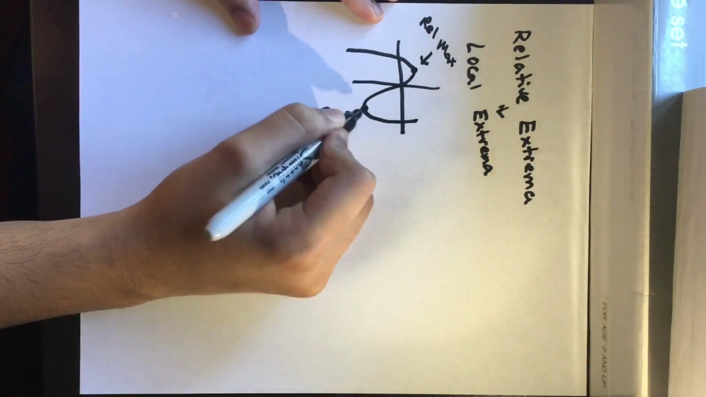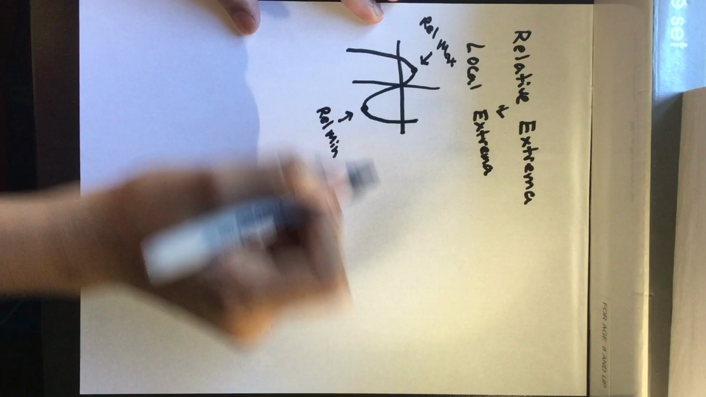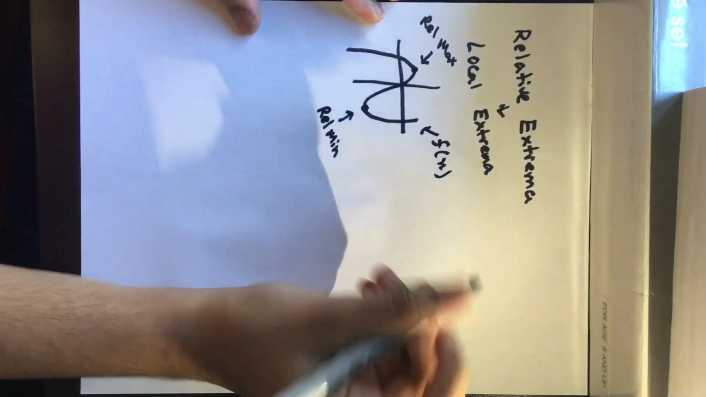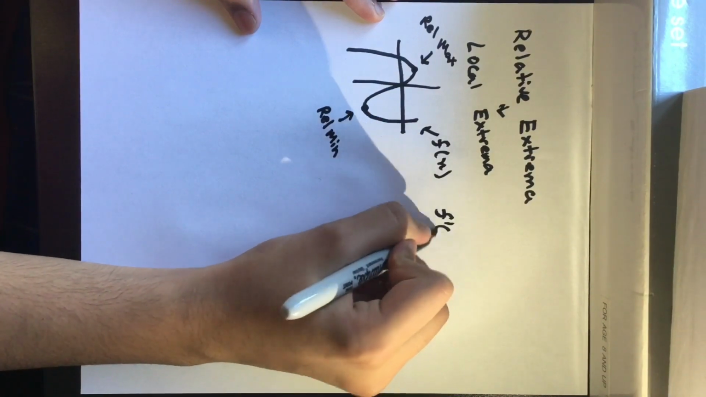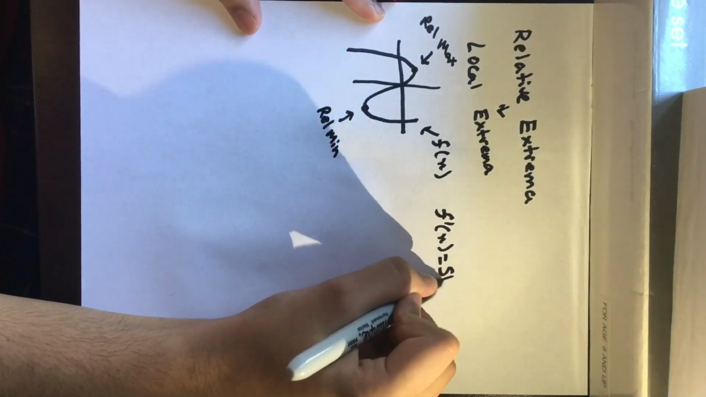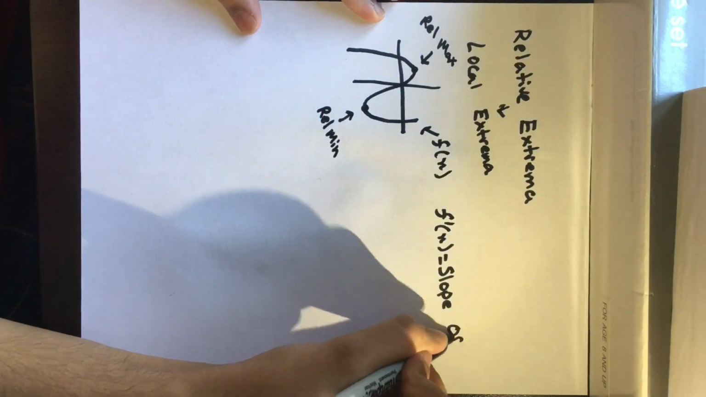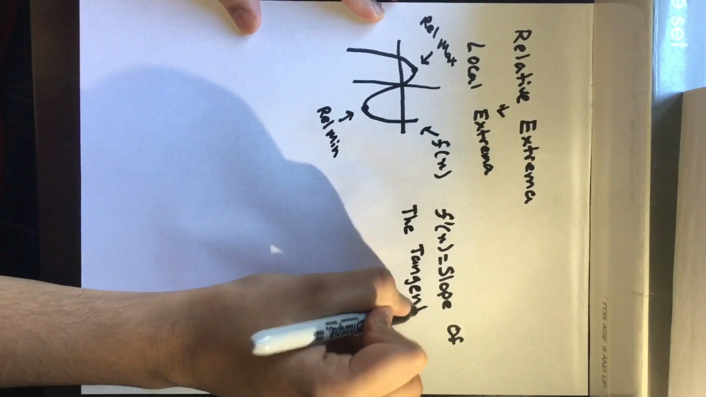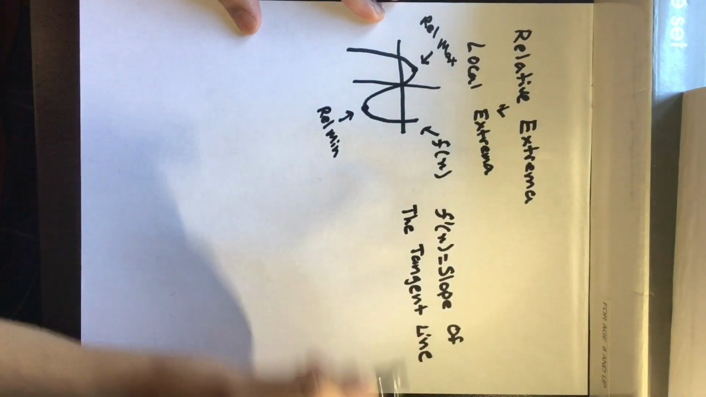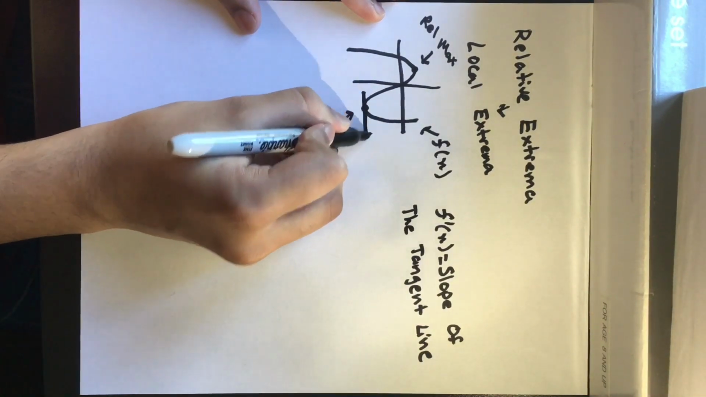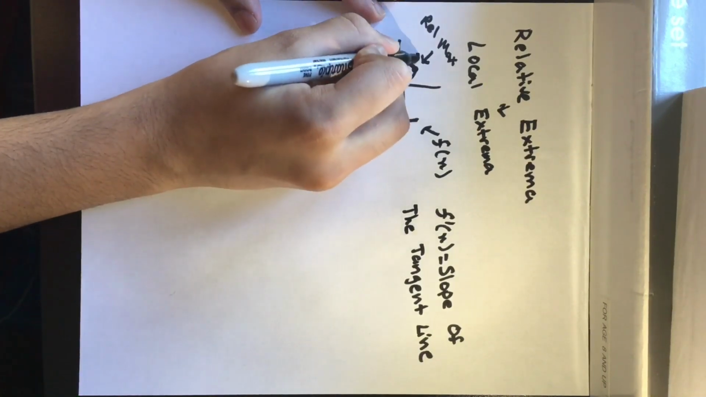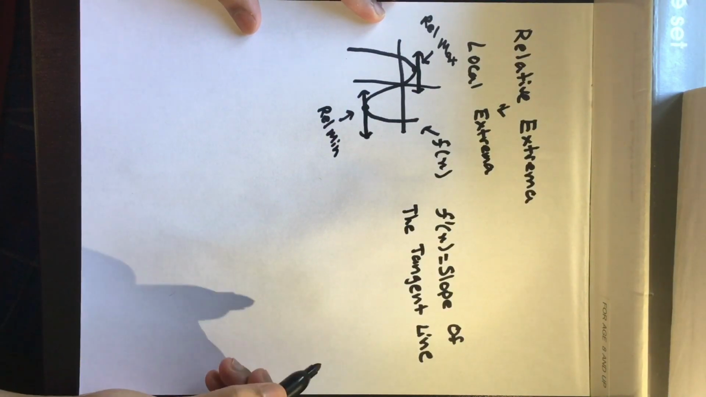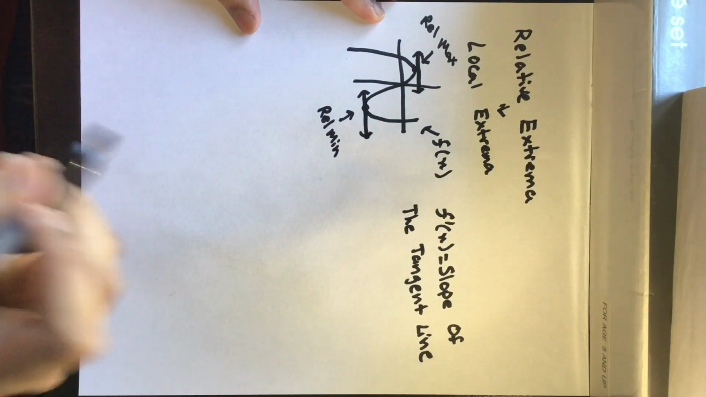So how do we actually find these points? Well, we know that the derivative of f(x), so say this function is f(x), f prime of x, is equal to the slope of the tangent line. So if we find the slope of the tangent lines at these points, so this line and this line, we can set that equal to the slope and solve for it.